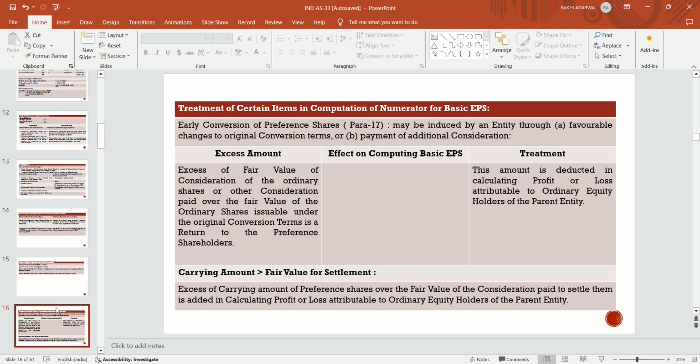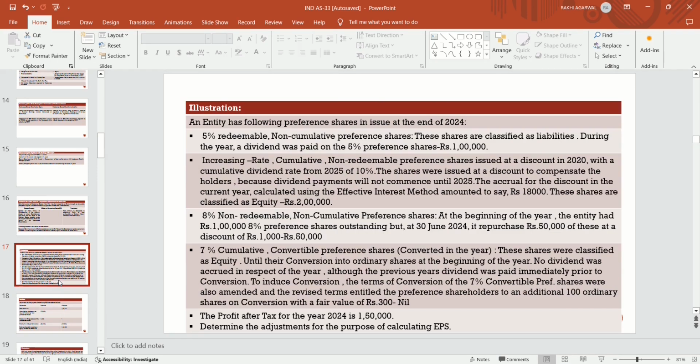If the carrying amount is greater than the fair value for the settlement, the excess of the carrying amount of preference shares over the fair value of the consideration paid to settle them is added in calculating profit or loss attributable to equity holders of the parent. Now, this concept of early redemption of preference shares is explained with the help of an example.